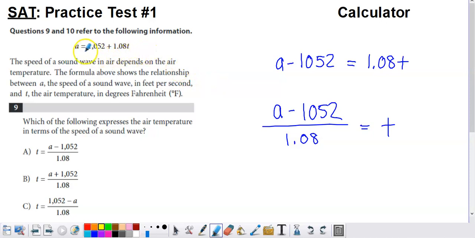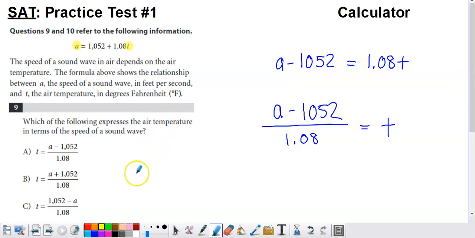So they give us this equation. That's kind of nice. They don't make us develop the equation based on what the paragraph says or anything like that. They just flat out hand it to us. And they talk about the speed of a sound wave in air depending on the air temperature. The formula above shows the relationship between A, which is the speed of the sound wave. So we've got the speed of the sound wave right here as A, and that's measured in feet per second. And then T is the air temperature. So T is obviously right there, and that's being measured in degrees Fahrenheit.